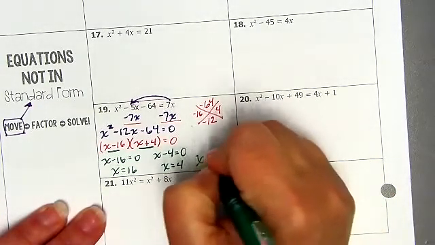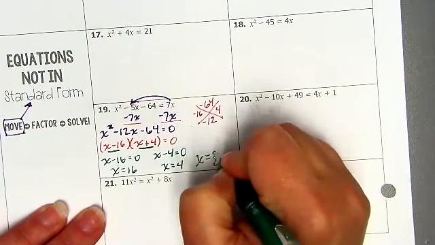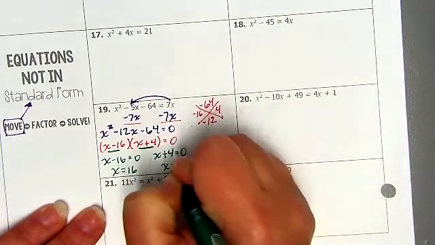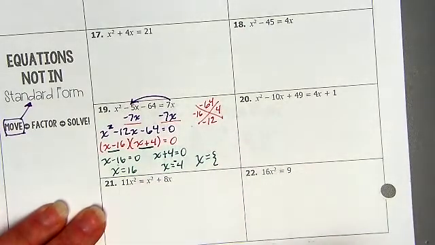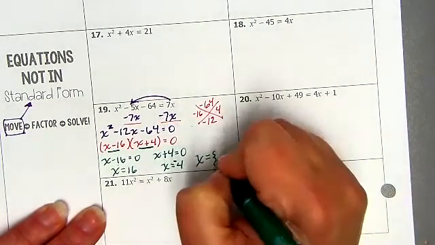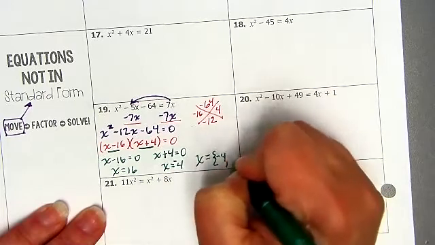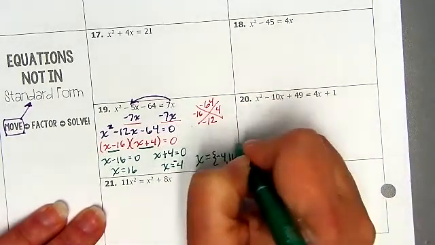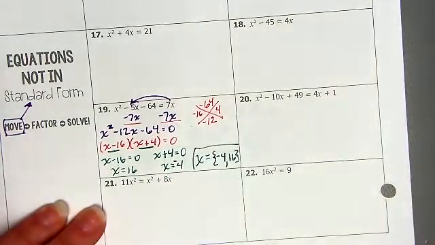So my answer is x equals curly bracket. Oh, that's a positive 4. So this is supposed to be a negative 4 here. Pay attention to the signs. So we have negative 4, comma, 16, curly bracket. And there's my final answer.